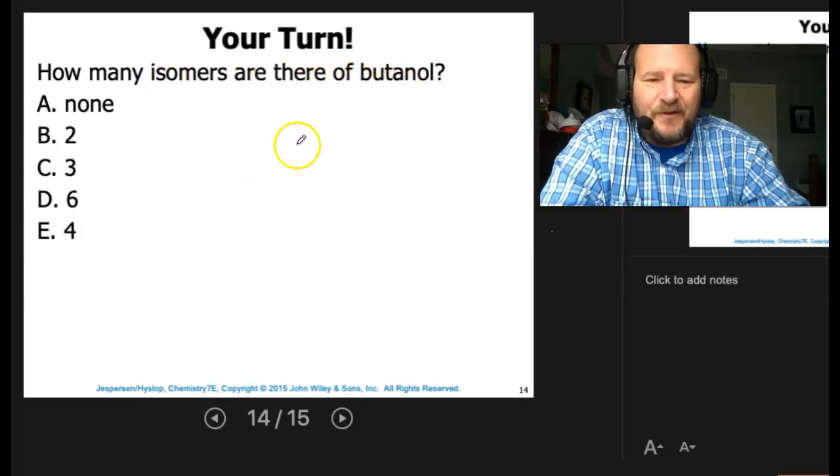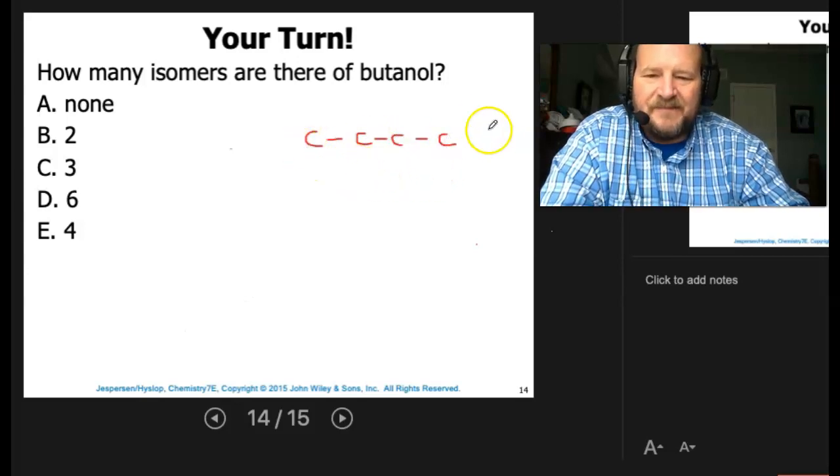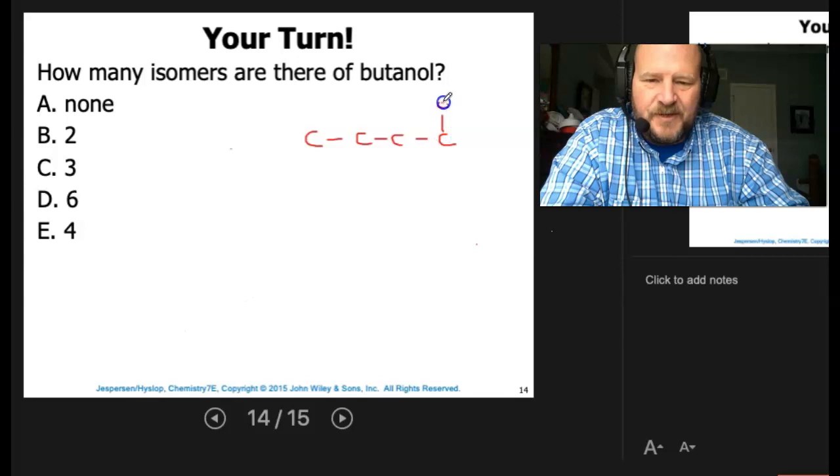So of butanol though, if you have 4 carbons, the way we would do this problem, and we know that we have to have an OH on here somewhere, so I'm going to put an OH right here. Right, so that would be one isomer. Now, we're talking about structural isomers. The rest of these would be hydrogens. I'm not going to take the time to fill all that in. You can do that yourself.